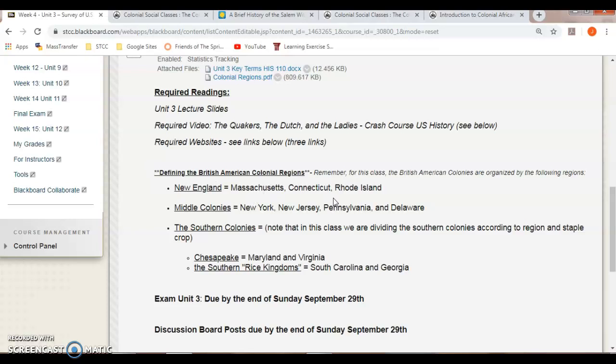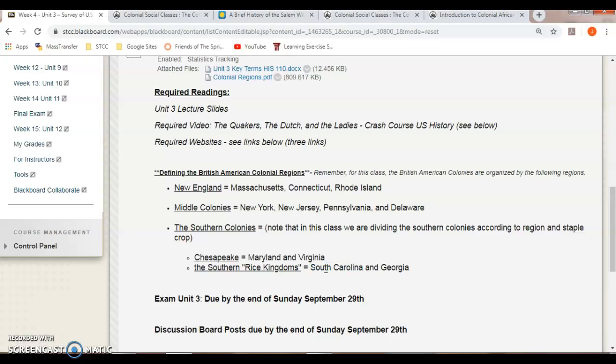You got New England. You got, at this point where we're at now in the class, Massachusetts, Connecticut, Rhode Island. The middle colonies, New York, Jersey, Pennsylvania, and Delaware. And then these southern colonies. We'll break those into 2 regions, and this is based on the staple crop that they produce there. You got Chesapeake, you got the Tobacco Kingdom of Maryland and Virginia, and then the Southern Rice Kingdom, South Carolina and Georgia. We're really going to be looking at South Carolina in this lecture.